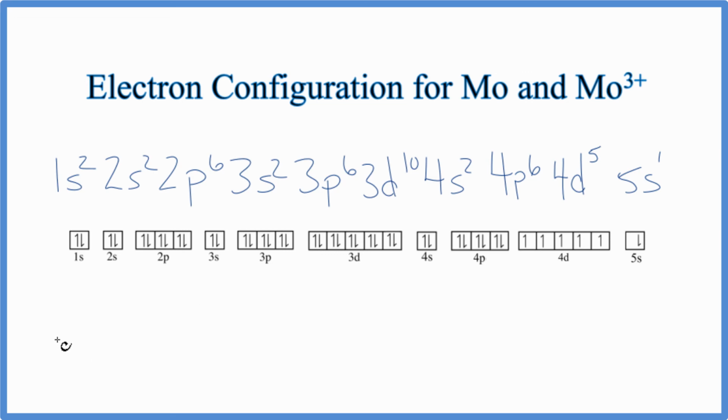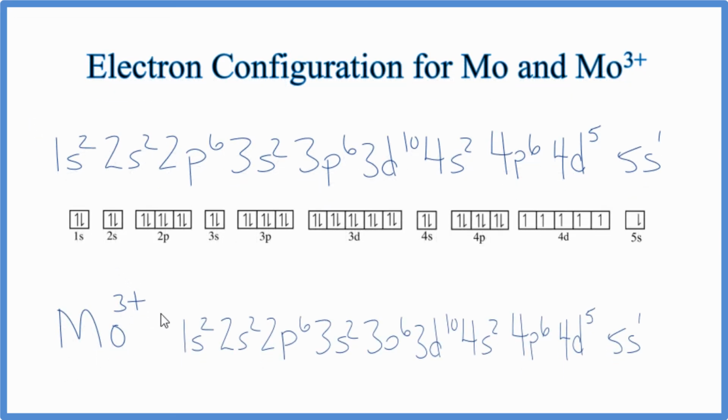If you wanted to do Mo3+, you do this. Since this is 3+, that means we've lost 3 electrons. So we're just going to take 3 electrons away. So we'll take 1 here, and often you'll see 0 written, and then we'll take 2 from here. So 5 minus 2, that gives us 3. So this is the electron configuration for Mo3+. Sometimes you'll see people not write the 5s0. Either way. If you were doing molybdenum 4+, you would just take another electron here.